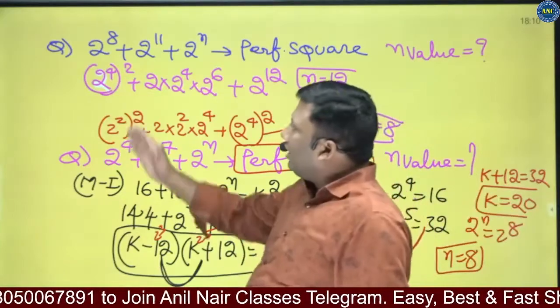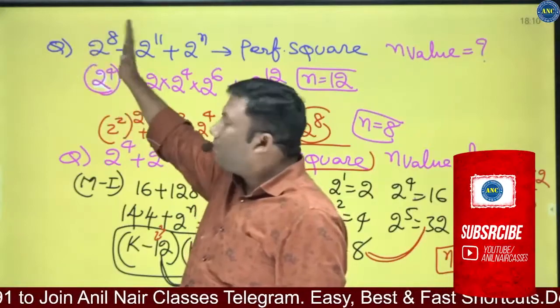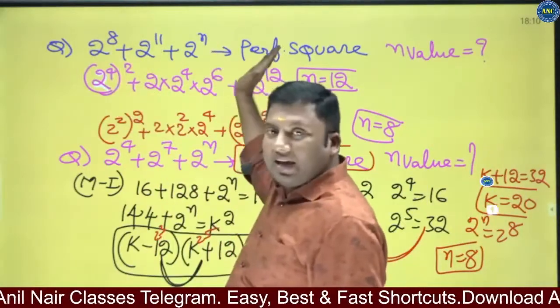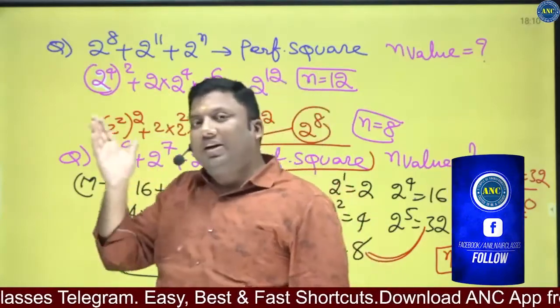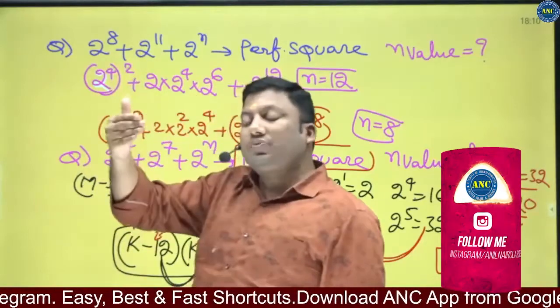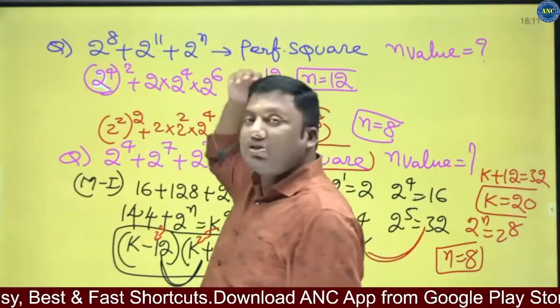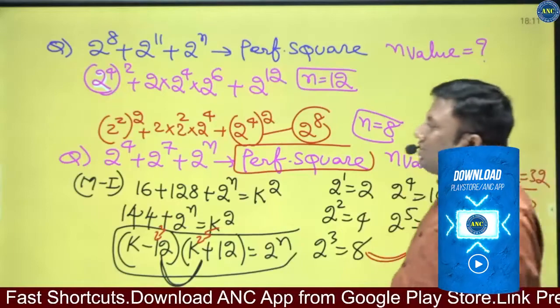What is another idea? 2 power 8 common, 1 plus 2 power 3 is 9. 9 into 256 k. 9 into 256 can be written as 3 square into 16 square. So it is 48 square. K minus 48, k plus 48, difference should be 96. Which power of 2 will give you difference 96, please check it out.